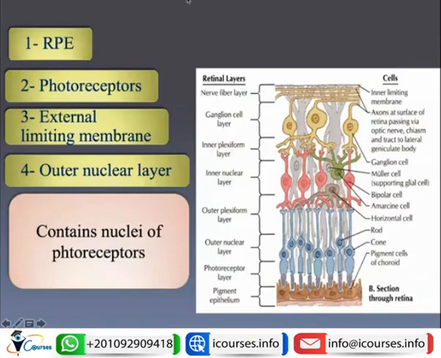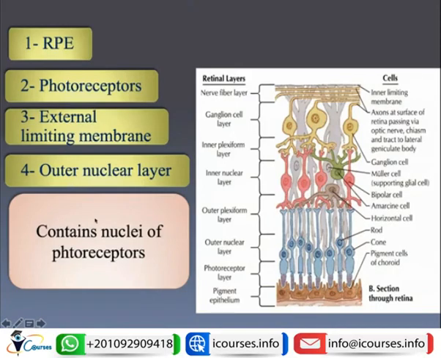To summarize the content of each layer: the retinal pigment epithelium, photoreceptor layer, and external limiting membrane don't have any other contents. The outer nuclear layer contains the nuclei of the photoreceptors. I will try to stress this because it is very important and asked frequently in the exam, to tell you what the layers are and what their contents are.